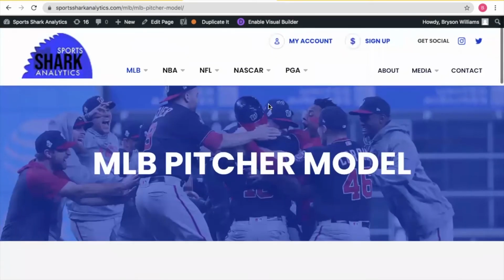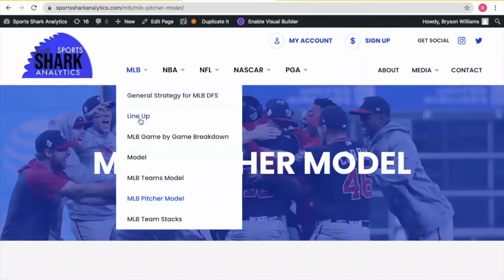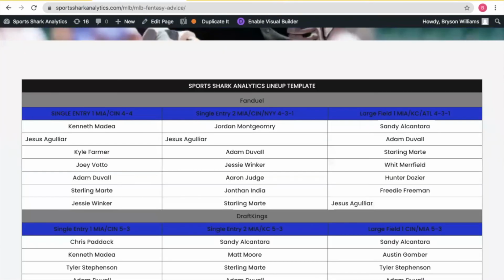And last, I want to show you our lineup template. So you will come here to lineup. This is what we normally post at least 30 to 45 minutes before the slate starts. I would recommend using our lineup template to get you a starting place in your lineups. But if you don't want to, that's perfectly fine. This is just what we recommend from us doing our research and building our lineups throughout the day.